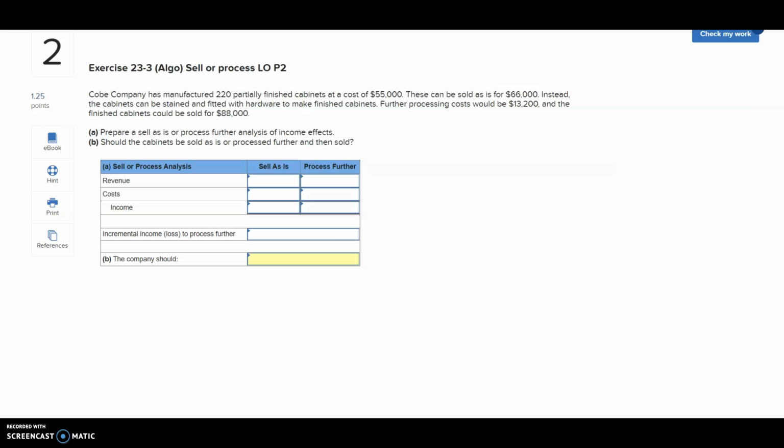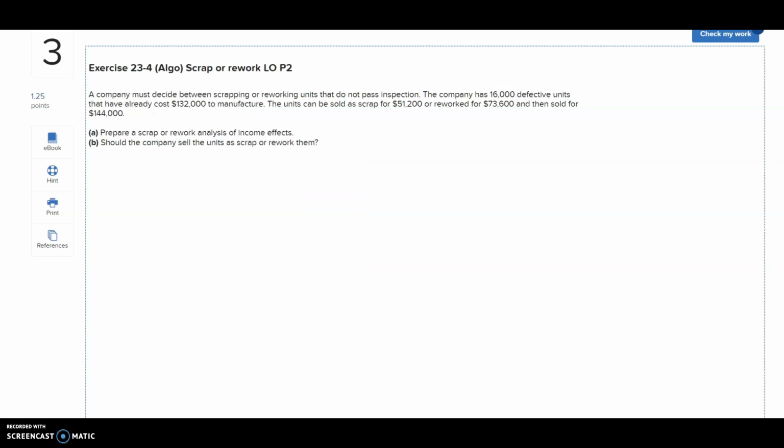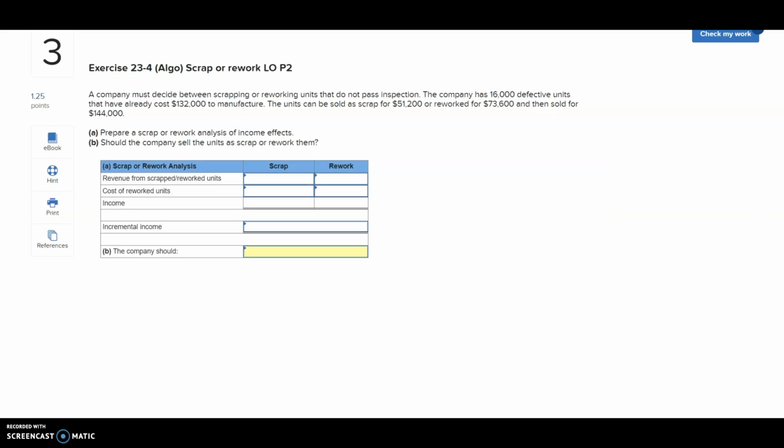The next problem is a sell as is or process further. And so you could look on page 367 and 368. Again, this is pretty straightforward. Next one is a scrap or rework, which is a similar type decision to the sell as is or process. So you can look on page 368 for an example of this one.